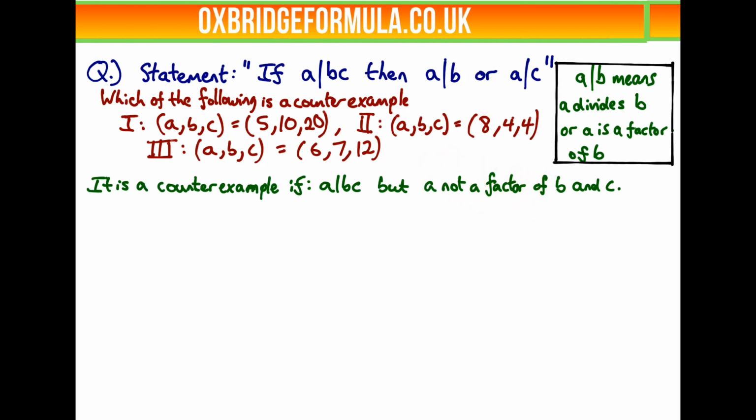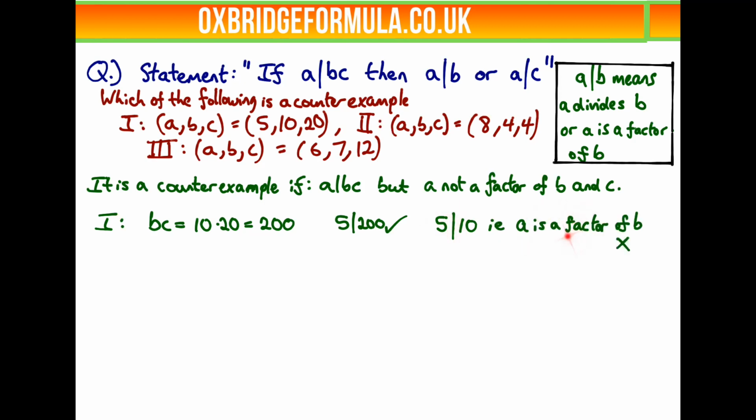So let's analyse statement 1 with the first counterexample. BC is 10 times 20, which is 200. So we have A is 5. So 5 divides 200. That's good, so we satisfy the first part. Now for it to be a counterexample, we need 5 not dividing 10 and 5 not dividing 20. But 5 does divide 10, because 5 times 2 is 10. So this is not a valid counterexample, as A is a factor of B.